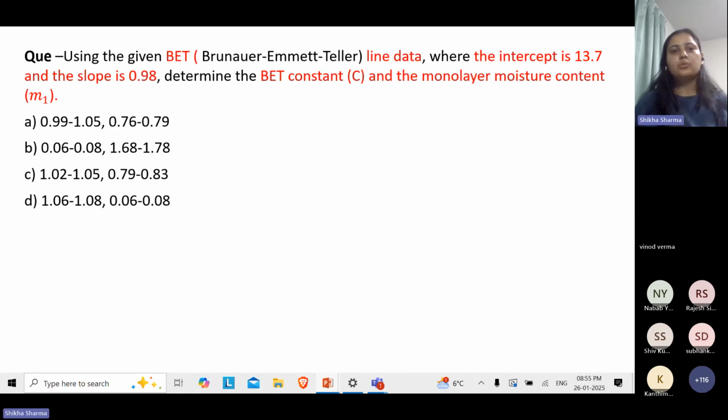Next is, using the given BET line data, where the intercept is given as 13.7 and the slope is given as 0.98, we need to determine the BET constant and the monolayer moisture content, M1. So first of all, what is BET?